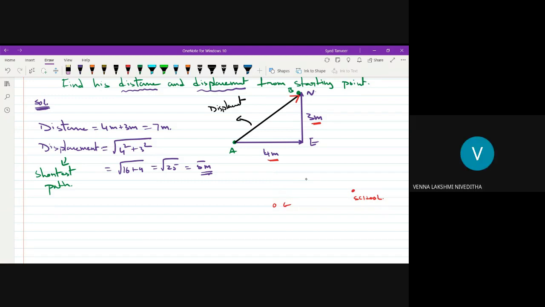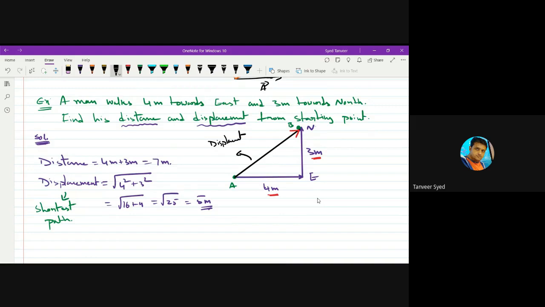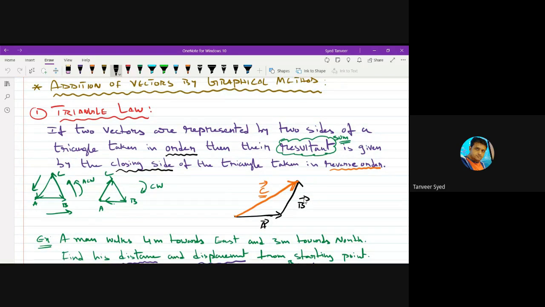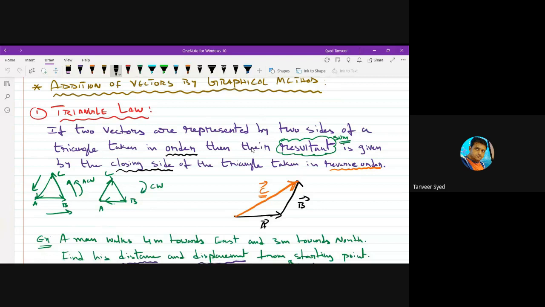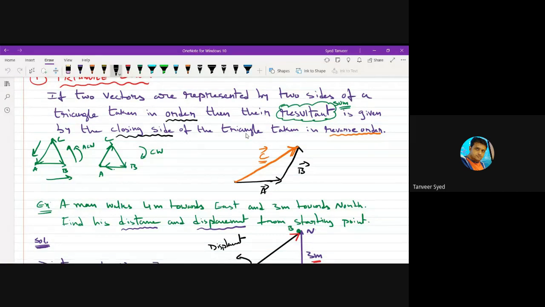Sir, how can we say that triangle AB is a right angle triangle? What will be the angle between east and north directions? 90, sir. The perpendicular, right? Okay. So this is triangle law. To add two vectors graphically, we can make use of triangle law. You should remember the statement, and that order is very important. The closing side of the triangle must be taken in reverse order. Otherwise, you will get it wrong.